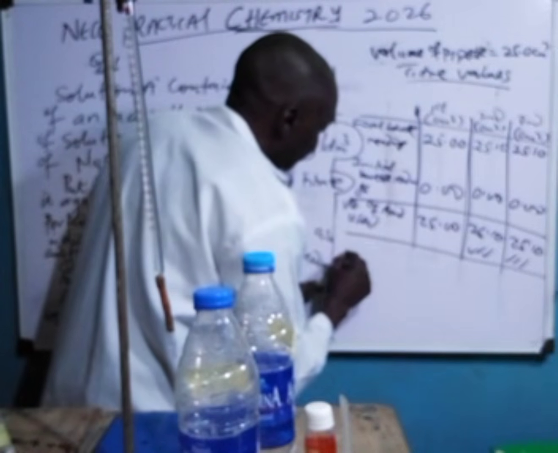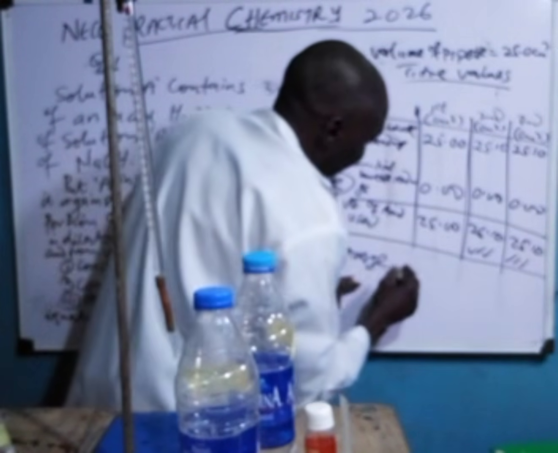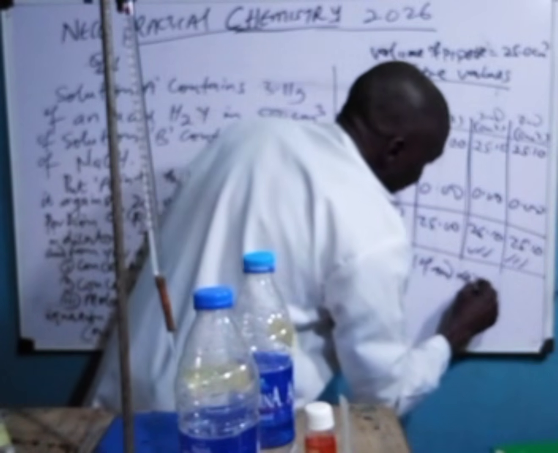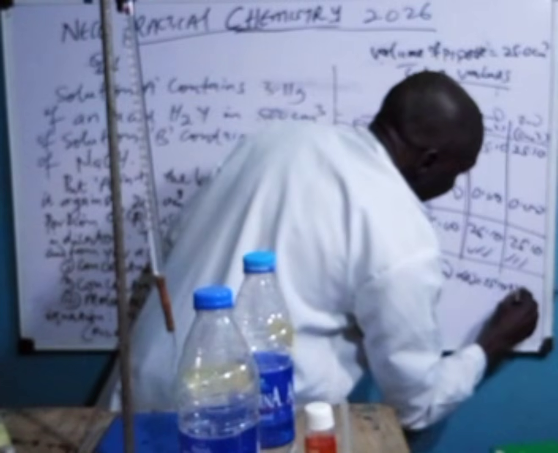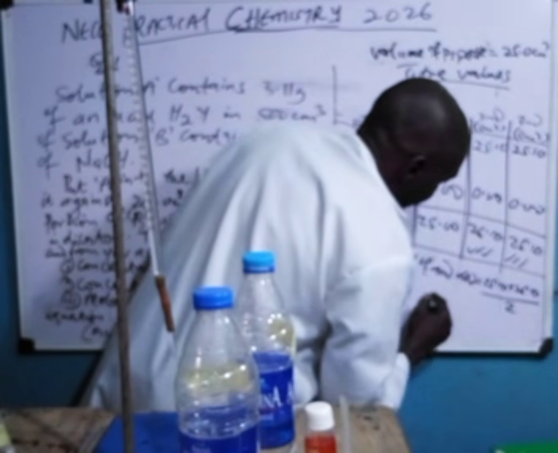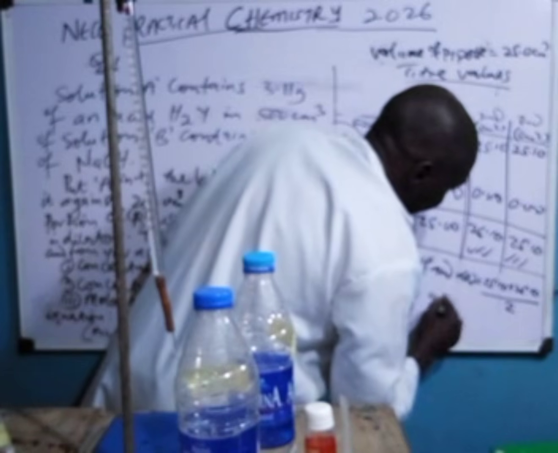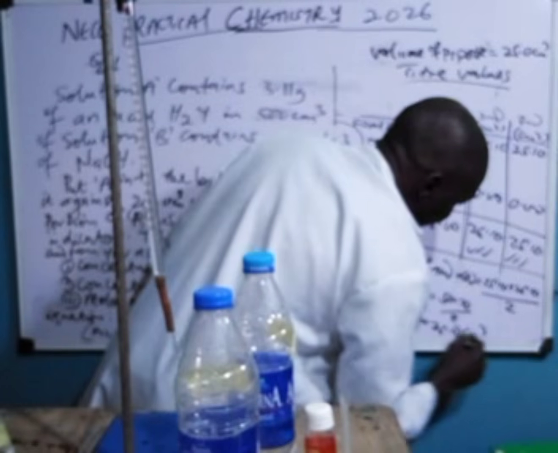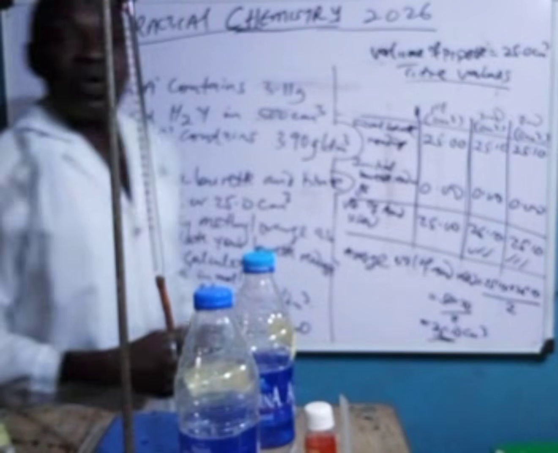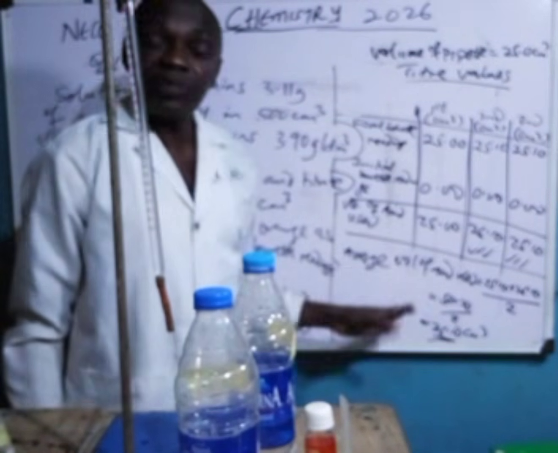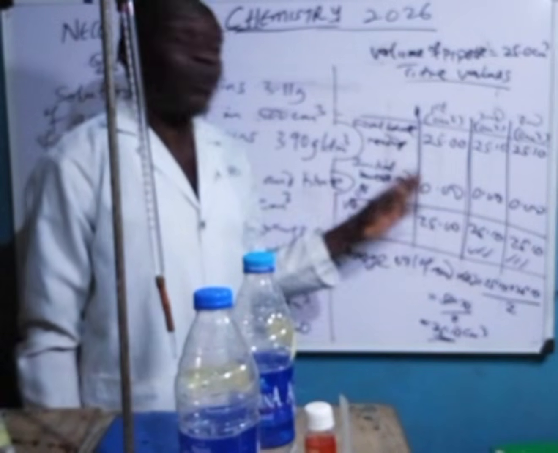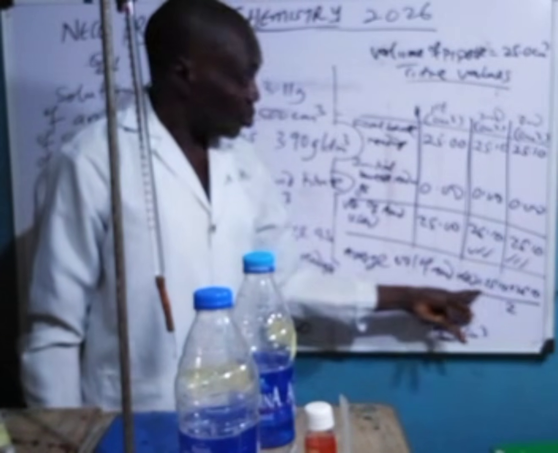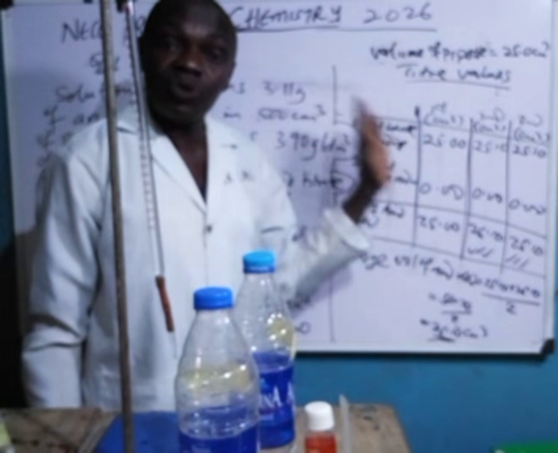So you want to say average volume of acid used: 25.10 plus 25.10 over 2 gives you 50.20 over 2, making 25.10 cm³. You see it? This one must always end up in 2 decimal places. So this is how you get your values. If you write it like this, you are earning all the marks. 1 mark here, 6 marks here, making 7 marks, 2 marks here, making 9 marks. 9 marks is what you are supposed to have here.